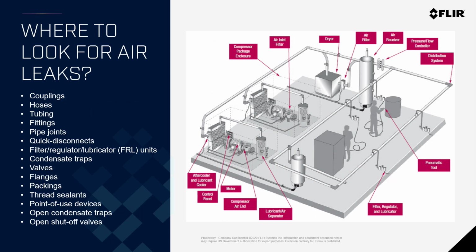So, where do we look for air leaks? Well, these systems leak a lot because they're complex and they have many, many connections. So, here's a diagram showing the typical components in a compressed air system. Every one of these red boxes presents a potential leak source, right? Couplings, tubings, fittings, joints, traps, valves, you name it.